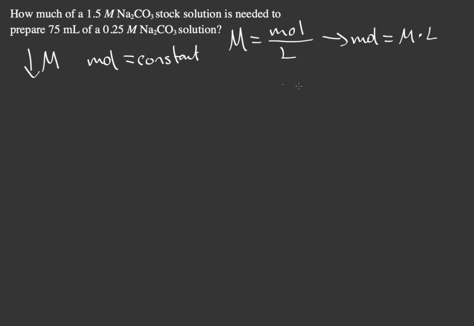So what we could do is set our moles equation equal for two different solution concentrations. If we have a molarity initial and a volume initial, and a molarity final and a volume final, both those solutions will have the same amount of moles. They just have different concentrations and different volumes. So that's exactly what we're about to do. We're going to calculate how to find this volume initial.